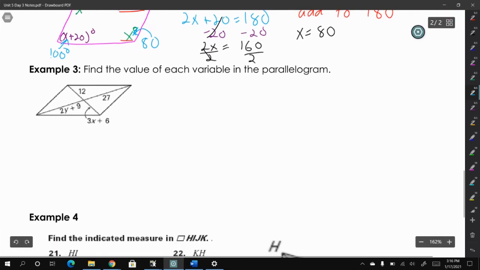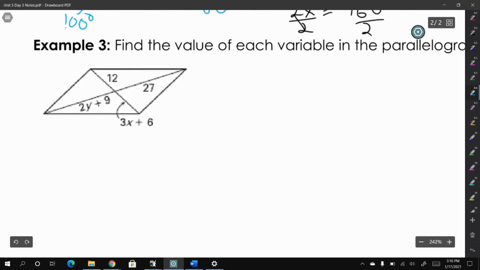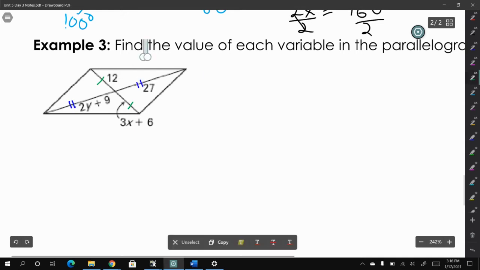Example number 3 says find the value of each variable in the parallelogram. And now we're dealing with the diagonals. Remember, the diagonals of a parallelogram bisect each other. So that means 12 is equal to 3x plus 6. Again, that's because diagonals bisect each other.